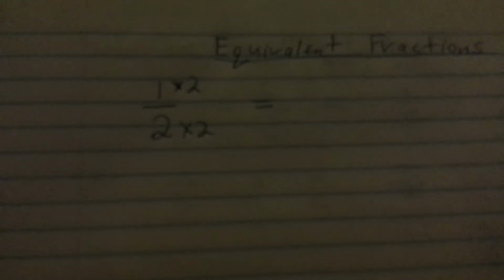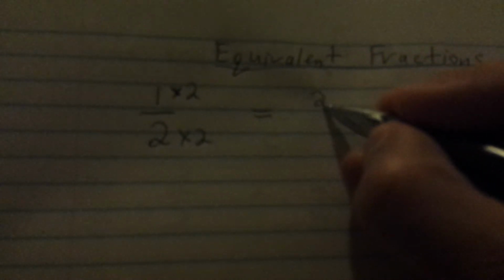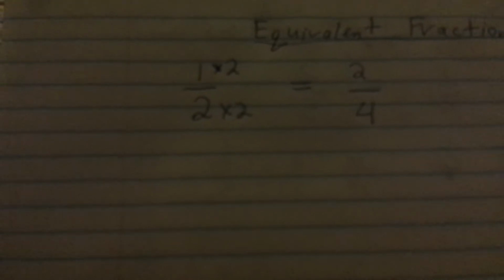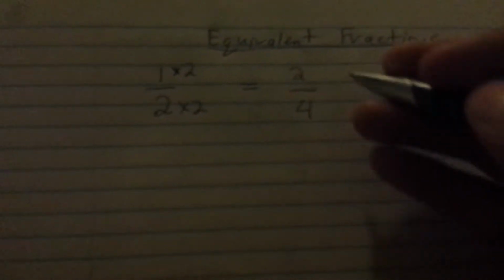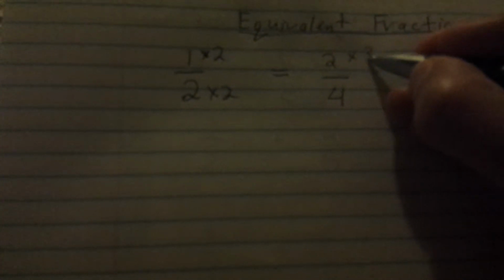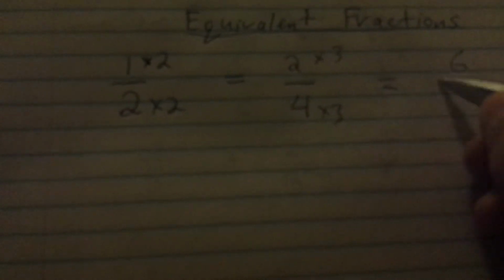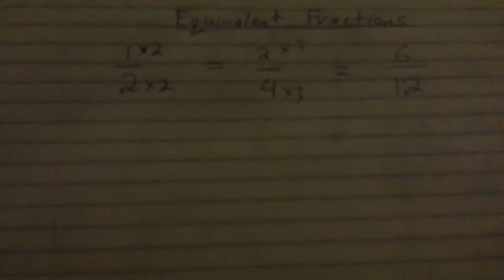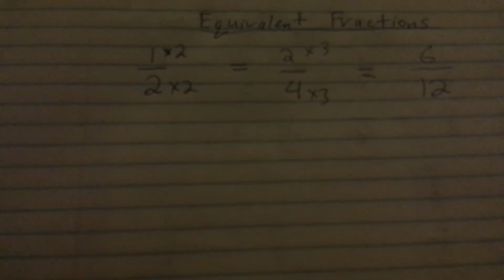So let's say I multiplied 1/2. Let's say I multiplied the 1 by 2, and I'll multiply the 2 by 2. And we'll get an equivalent fraction: 1 times 2 is 2 over 4, right? So that is an equivalent fraction to 1/2. 2 over 4 is equivalent to 1/2. Now let's say I want an equivalent fraction of 2 over 4. Well, then I could multiply by any number. So this time I'll pick 3, times 3 and times 3. So now I get 6 over 12. So all of these are equivalent to each other, right? So that's how you find equivalent fractions.